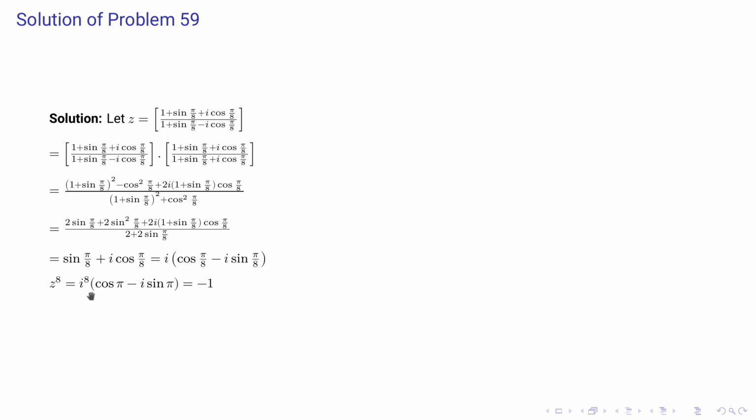So z to the power 8 would be i to the power 8 times (cos pi minus i sin pi). Now i to the power 8 is a power that is a multiple of 4, so this will be 1. Cos pi is minus 1 and i sin pi is 0. So z to the power 8 would be minus 1.